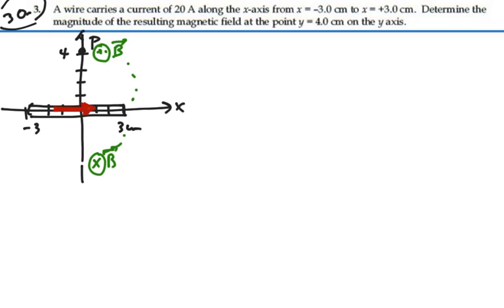Now the magnitude will be given by the Biot-Savart law. So the magnitude of the magnetic field at point P will be equal to mu naught I over 4 pi r times cosine theta 1 minus cosine theta 2, where theta 1 and theta 2 are the lead angles respectively.